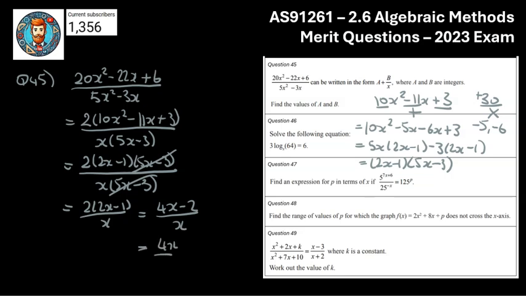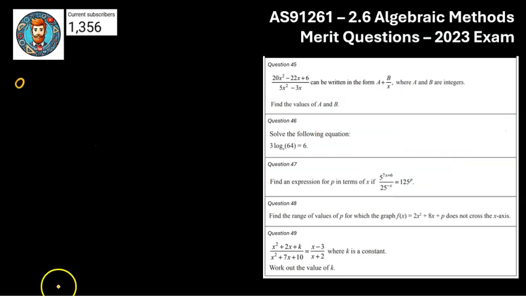So it's going to be 4x over x minus 2 over x, which is going to be, where these x's cancel, that's going to be 4. So it's going to be 4 minus 2 over x. So a and b, we now need to answer the question. A was equal to 4, wasn't it? And b was equal to minus 2.